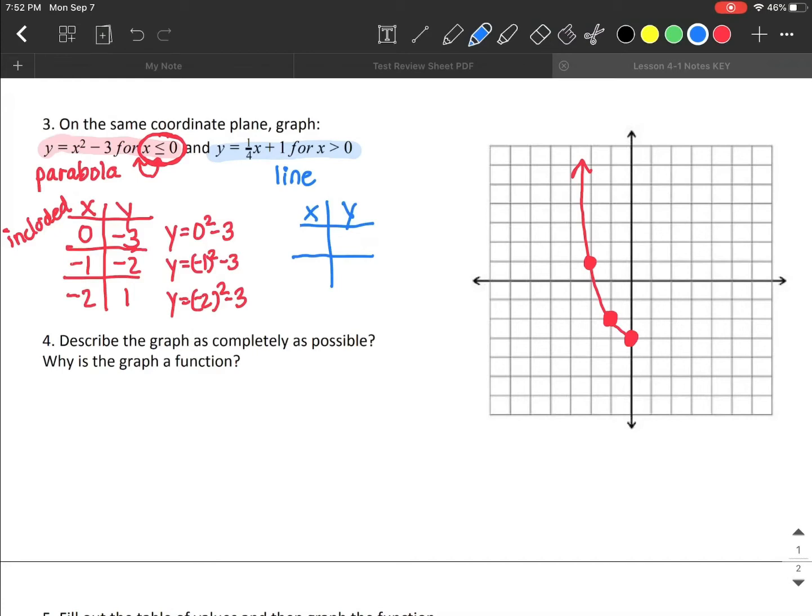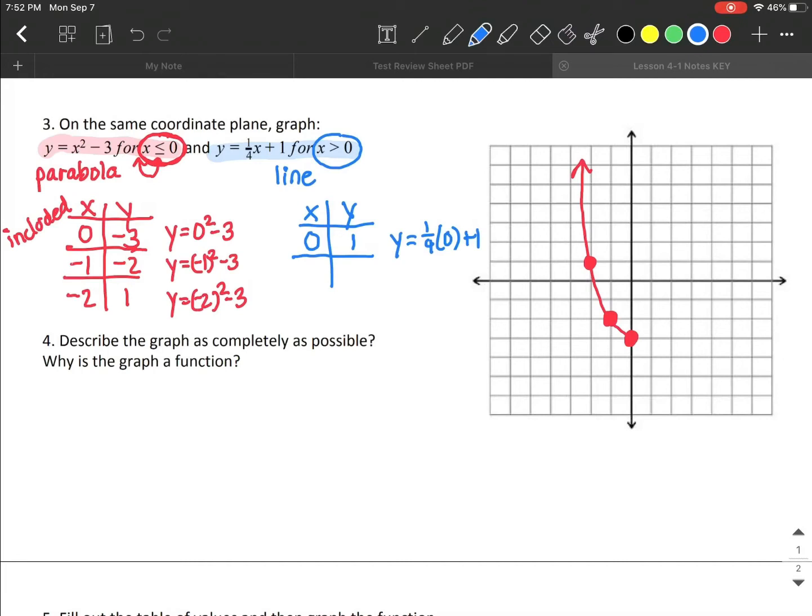The first x value that I absolutely need to pick is where my interval starts. I have x is greater than 0, which means the first thing I'm going to pick is x is 0. I'm going to plug it into my equation. I have y is equal to 1/4 times 0 plus 1, which gives me 0 plus 1, which is 1. The next x value that I'm going to pick is something that's greater than 0. I could pick whatever I want.